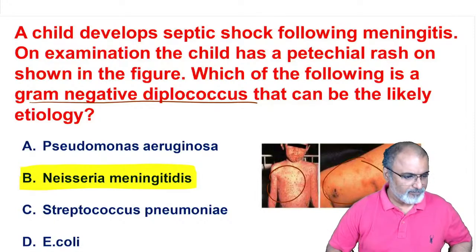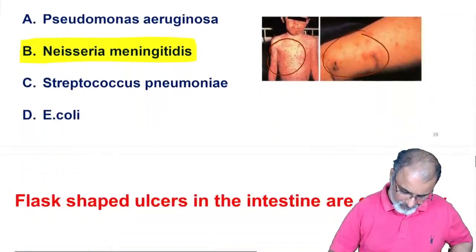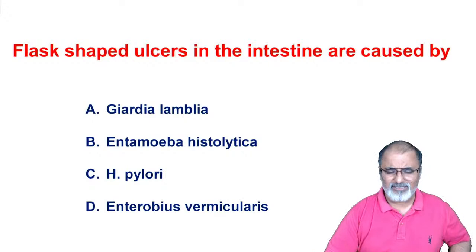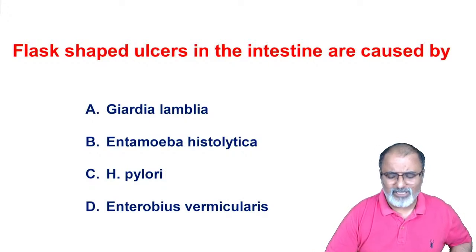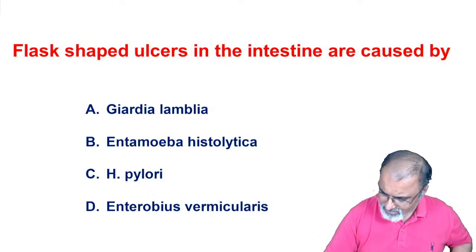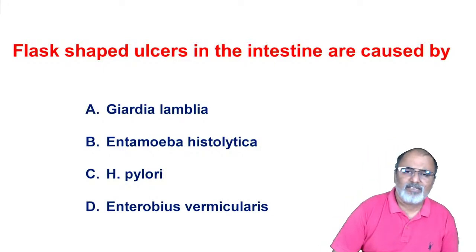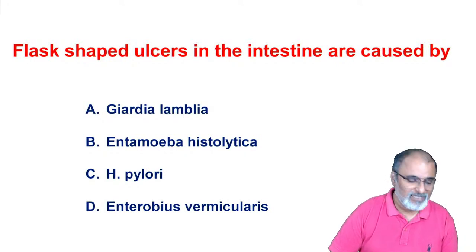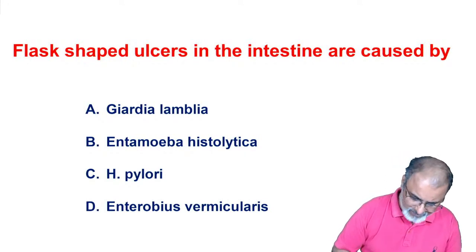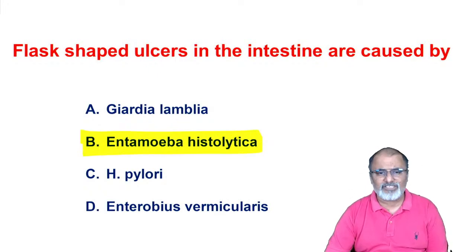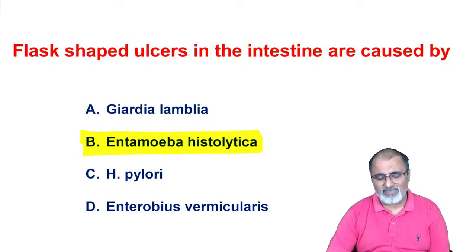Next is flask shape ulcer. Direct question. It takes a fraction of a second to answer. If you know, you can answer, otherwise you cannot. If you already studied, easily you can download. Flask shape ulcer in the intestine caused by bacillary dysentery, amoebic dysentery, leads to submucosal spread. Beautifully people answering. Entamoeba histolytica. It produces typical flask shape ulcer and amoebic liver abscess. These are the key points.